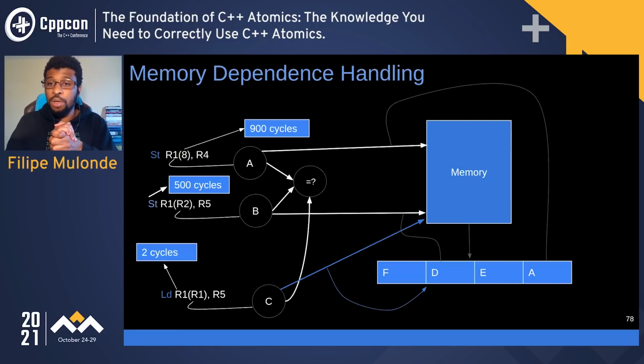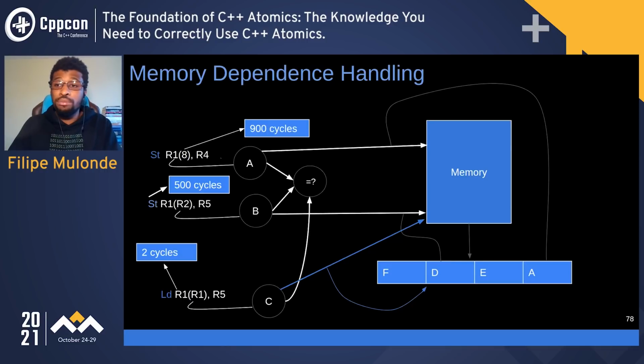So here we have another example, and this example will help us illustrate that the problem is bigger. Here we have a store whose address computation takes 900 cycles. And then we have a subsequent store whose address computation takes 500 cycles. And after that, we have a subsequent load whose address computation takes 2 cycles. What's important to mention here is that the load instruction is going to load 4 bytes. And that means that this load request is going to access 4 different memory locations.